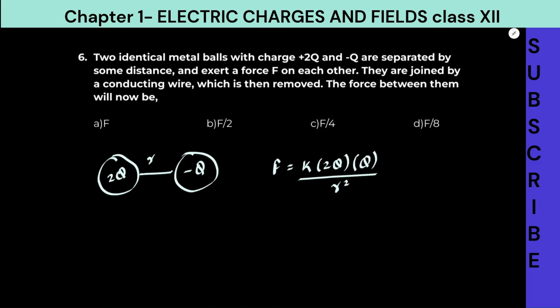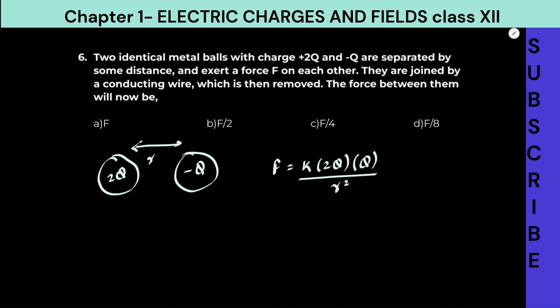So, now, initially, they are not joined. Let me make a rough diagram for separation. So, let's call it this here. This is the distance so that you don't get confused. Let's read the question once again so that we will be clear with this particular problem.